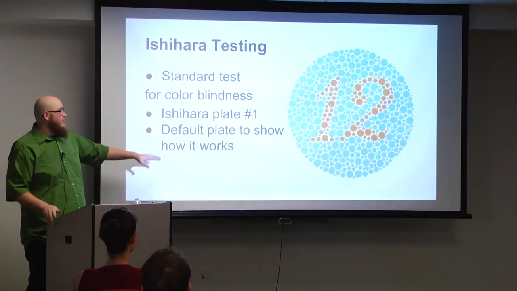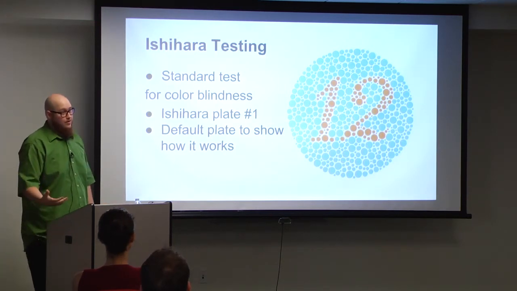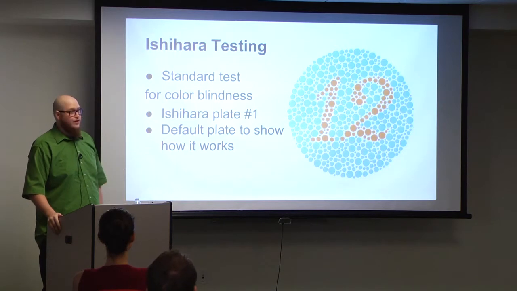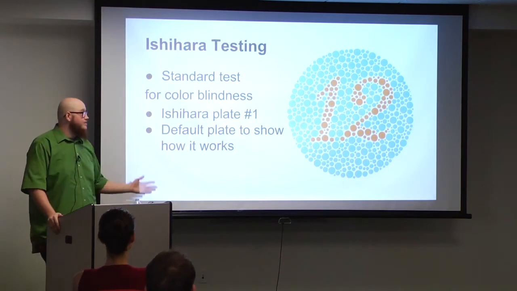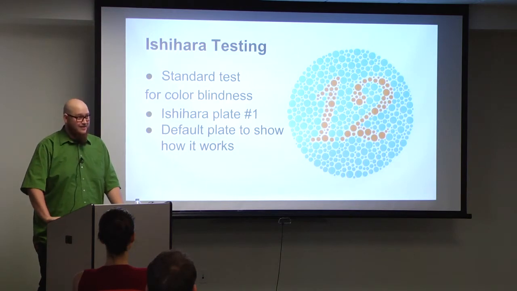And this is plate number 1. It's just a default to show you what the test is going to look like in case you are colorblind, so you know what to look for. So everyone should see a 12. If you can't, you need to get your eyes checked.